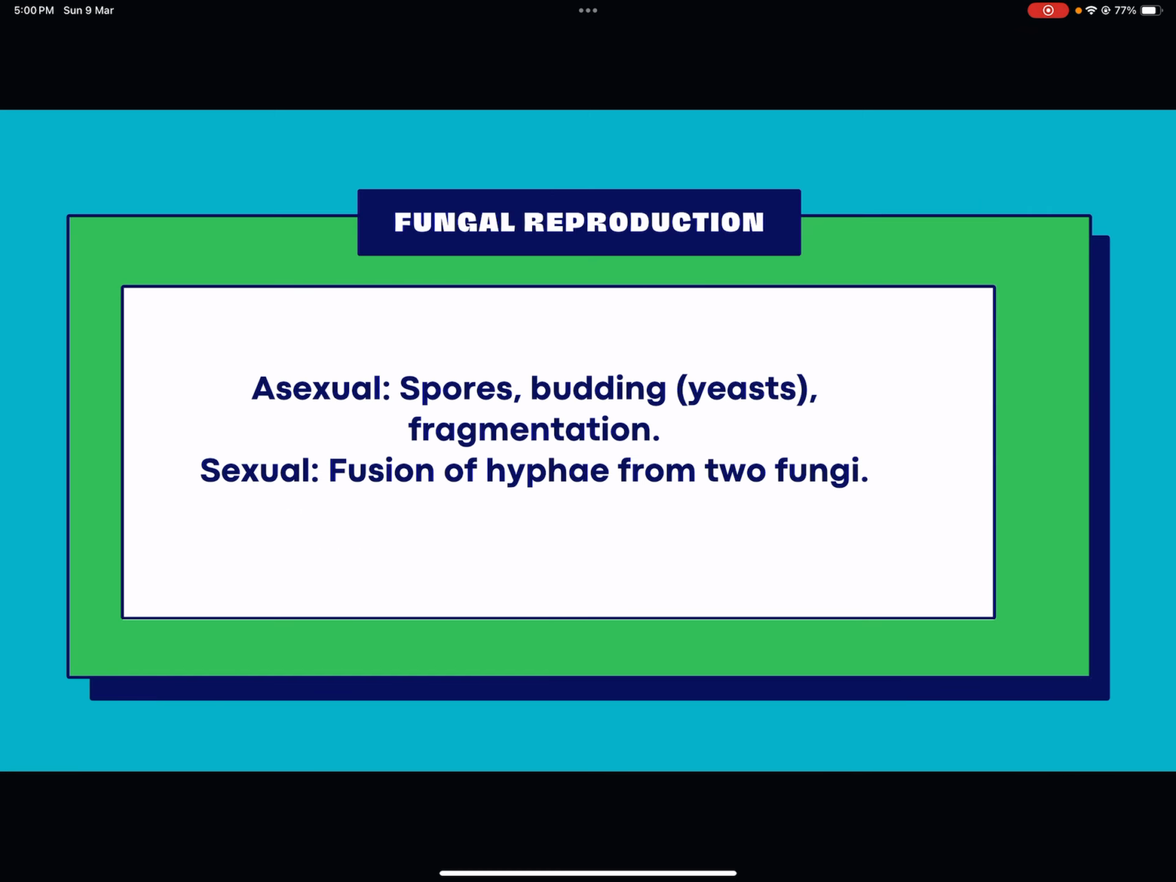Now, how do they reproduce? They can either reproduce asexually or sexually. Asexually is by producing spores. So the fungal spores are responsible for reproduction, so they are a reproductive unit. However, bacterial spores are just a dormant stage in order to survive harsh conditions. And sexual reproduction is basically the fusion of hyphae from two fungi.